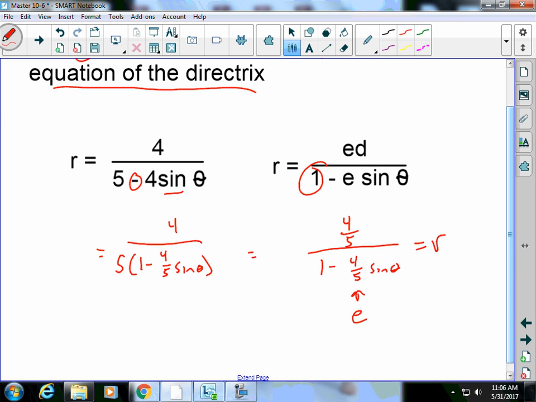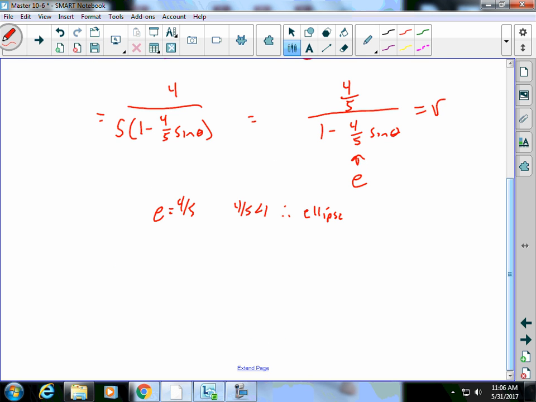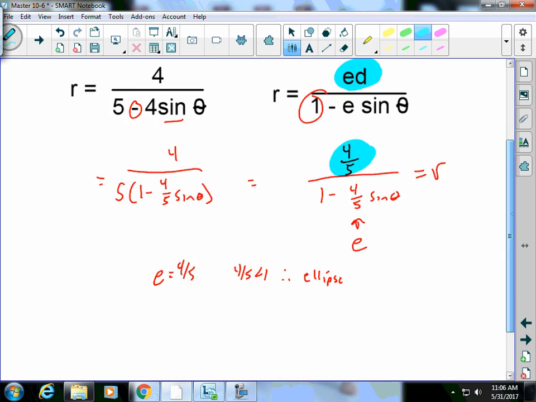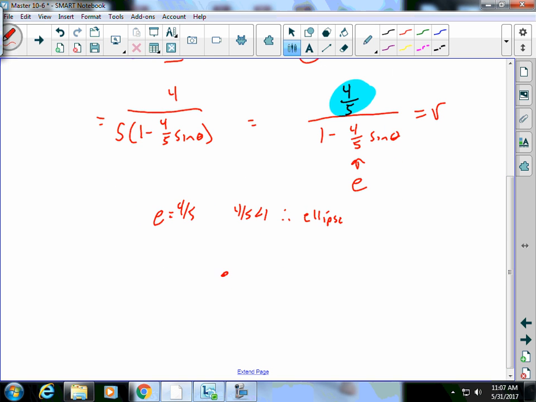But that's E there, isn't it? So E is equal to 4/5. And if that's the case, 4/5 less than 1, therefore, what is it? Correct, an ellipse. I know that this part here is ED. So I know that ED is equal to 4/5. Right? So what is my directrix? Well, I know E is 4/5. D has to equal 1.